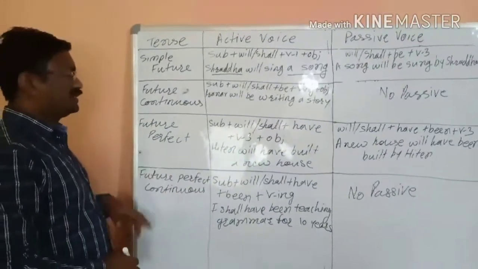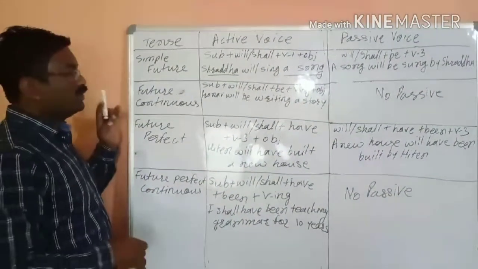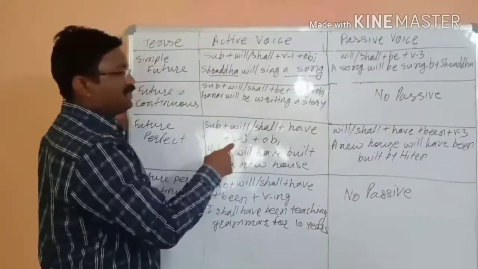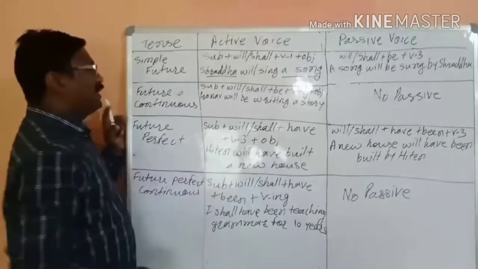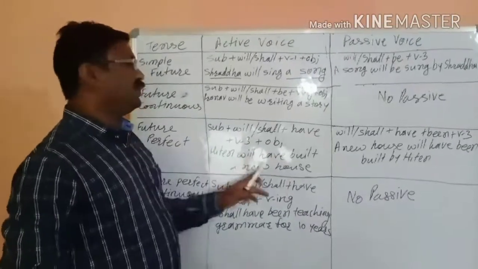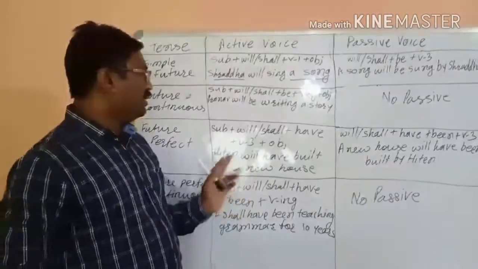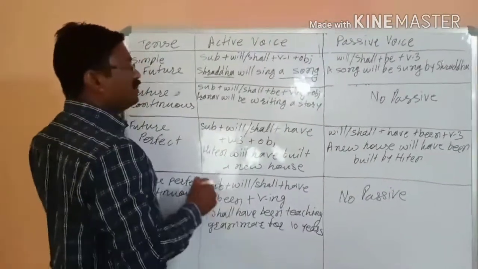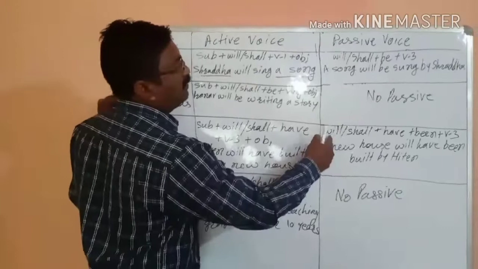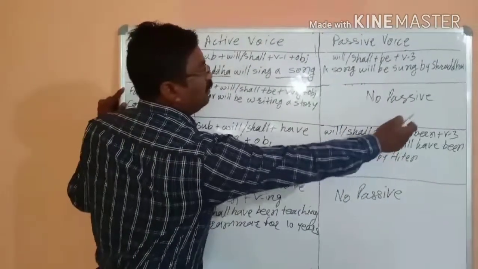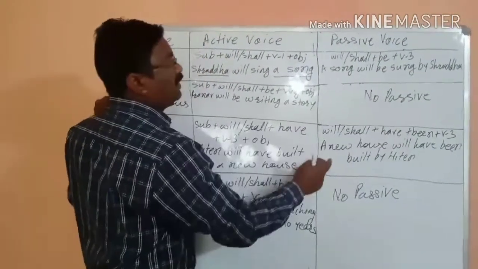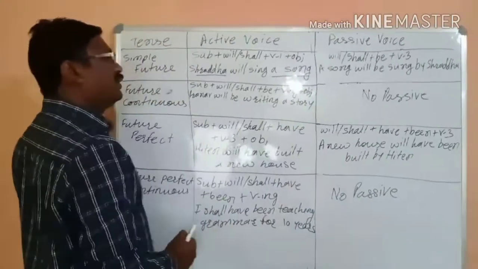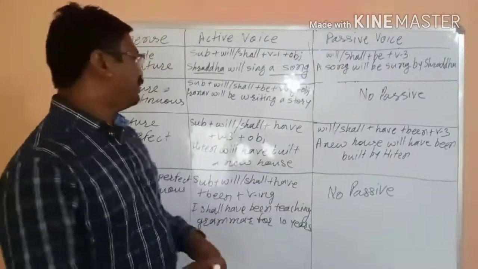Future perfect tense. What do we use? Subject plus will, shall plus have plus V3 plus object. Hiten will have built a new house. And in passive voice we make will, shall plus have plus been plus V3. A new house will have been built by Hiten.